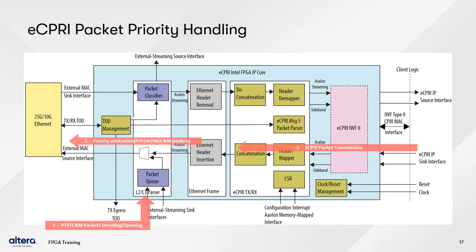This diagram highlights how arbitration works. 1. A PTP or C&M packet comes in. 2. At the same time, we have an eCPRI packet coming in through packet transmission. This results in a collision between the packets. 3. Priority arbitration determines the order in which packets are sent, using the configuration priority order set by the user.